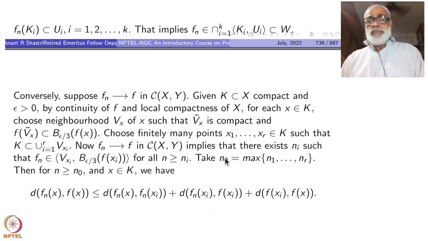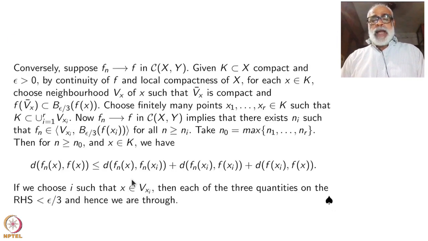Then if n is bigger than n naught and x is inside K, I am going to verify this uniform convergence part. d(fn(x), f(x)) is less than or equal to d(fn(x), fn(xi)), keeping n the same and changing x to xi, plus d(fn(xi), f(xi)), plus d(f(xi), f(x)). So there are three quantities here.